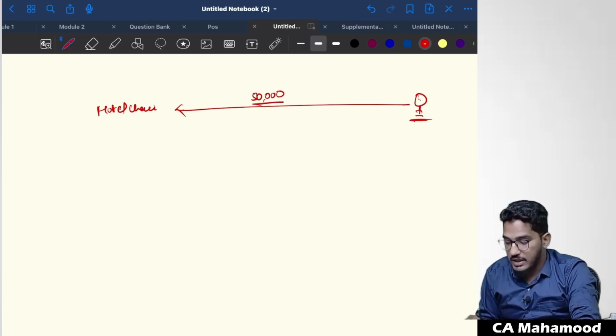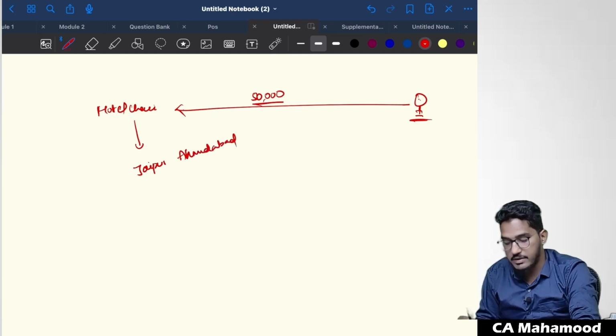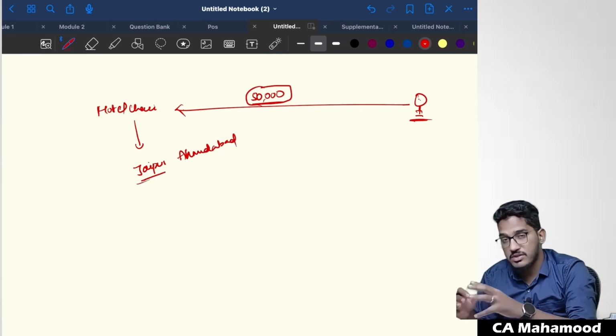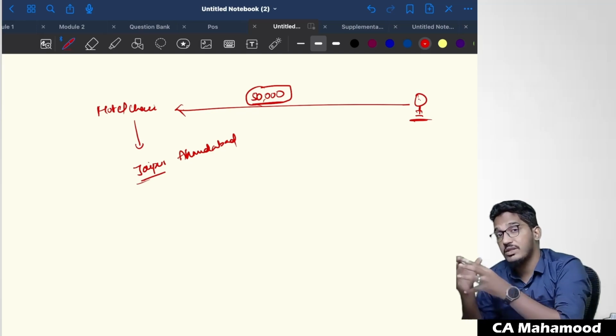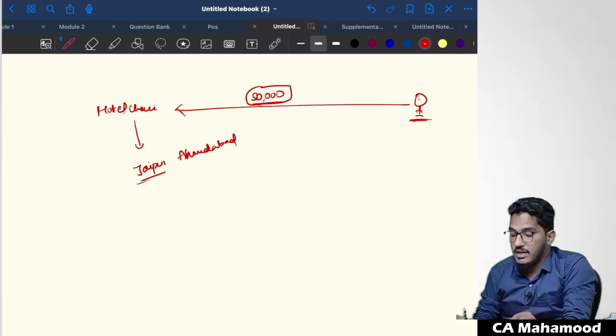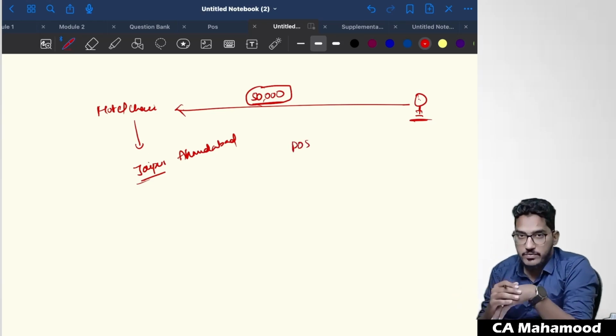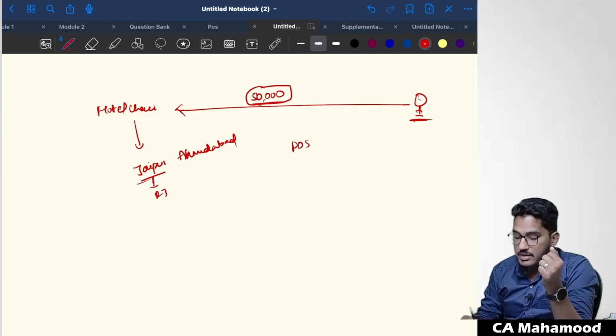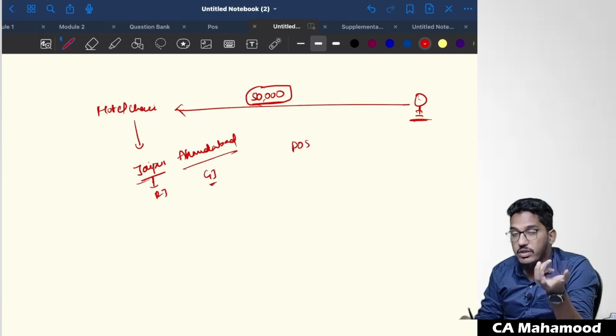Now for this 50,000, they will give the accommodation in Jaipur for some days, and they will also give accommodation in Ahmedabad for certain days. So they have collected 50,000 for providing accommodation in a hotel or guest house. But here the thing is, this immobile property, this accommodation service, is going to be provided in more than one state. Sir, in this case, how to determine place of supply? Why? Because Jaipur is in Rajasthan, Ahmedabad is in Gujarat.